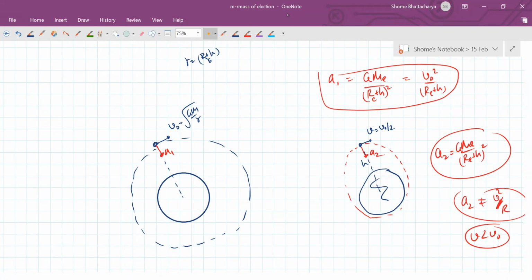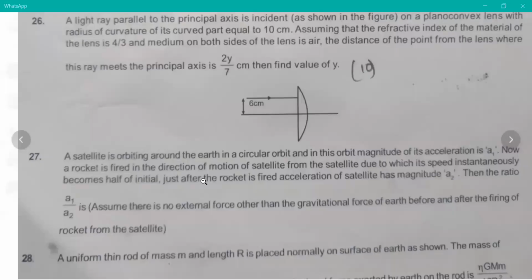So understood this, Aditya? The acceleration remains the same, but the path will change, and it's possible to calculate the properties of the elliptical orbit using angular momentum conservation and all that. But that's not really necessary for the given question. What's asked in the question is the a1 by a2 ratio. No external force other than gravitational force. So that should be 1.